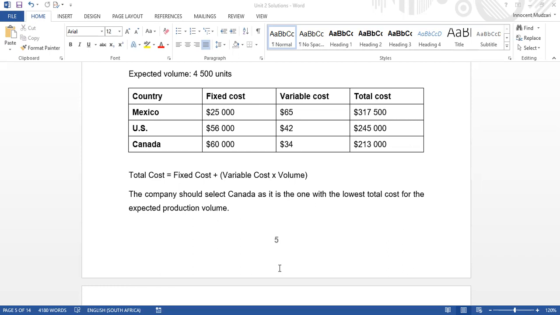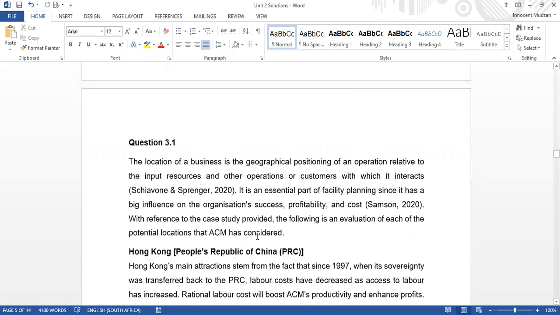Right. Let's go to question 3.1. After reading the case study, you understand the question. So 3.1 is with 12 marks. It says, with reference to the case study provided, evaluate each of the potential locations that ACM can consider, as the company here, which is ACM Electronics on the case study.